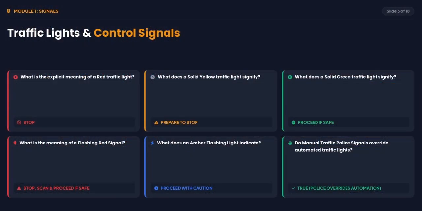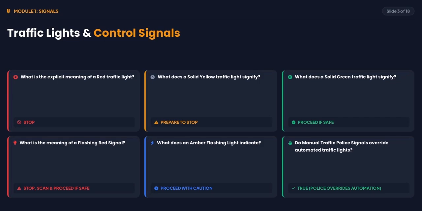Module 1: Signals, Traffic Lights and Control Signals. What is the explicit meaning of a red traffic light? Stop. What does a solid yellow traffic light signify? Prepare to stop. What does a solid green traffic light signify? Proceed if safe. What is the meaning of a flashing red signal? Stop, scan, and proceed if safe.